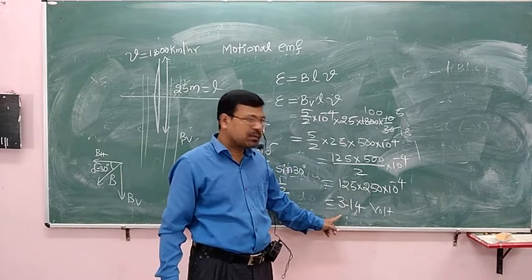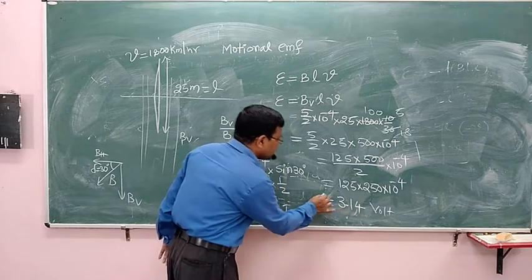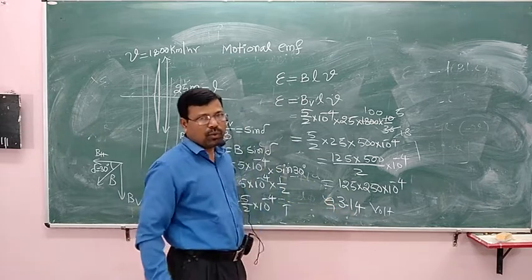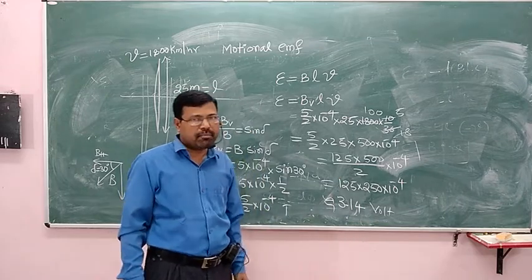250 into 1.125 we have to multiply. We get some voltage, it may be approximately 3.14. We need to calculate that. So this is about motional EMF.